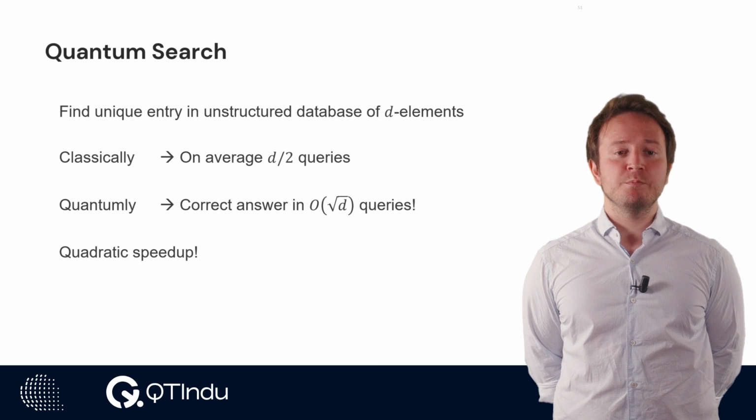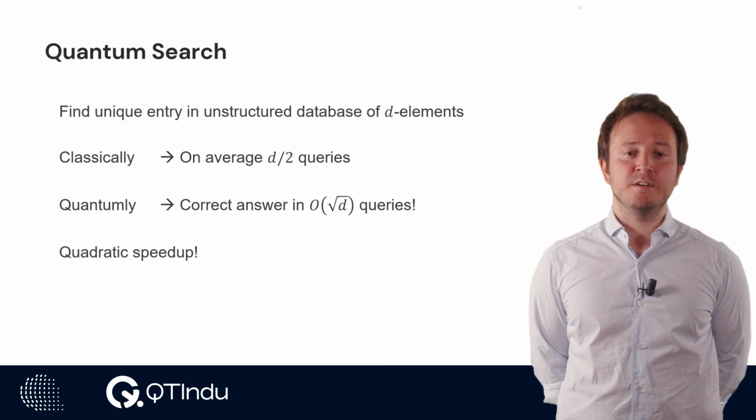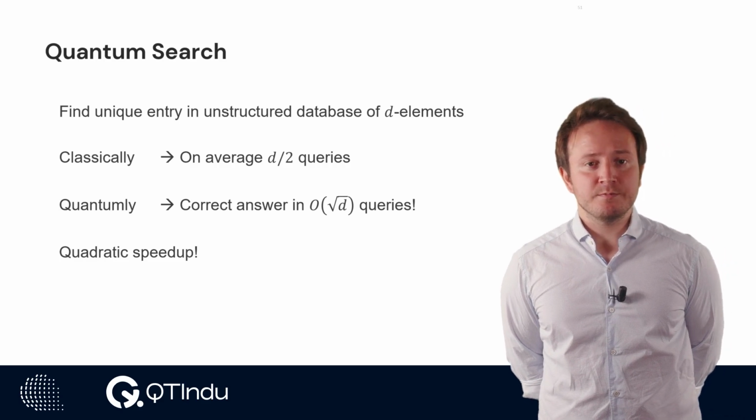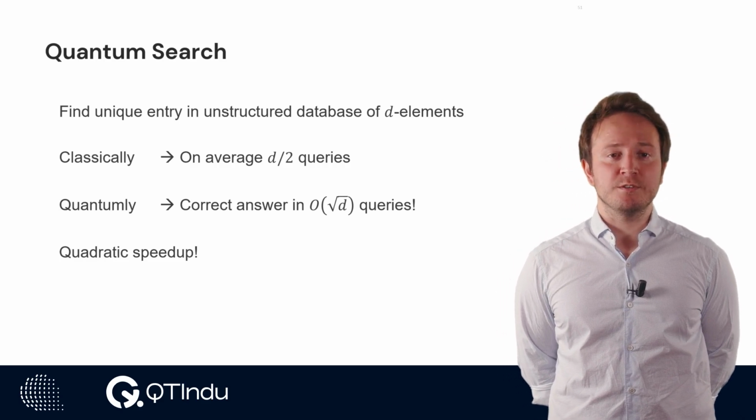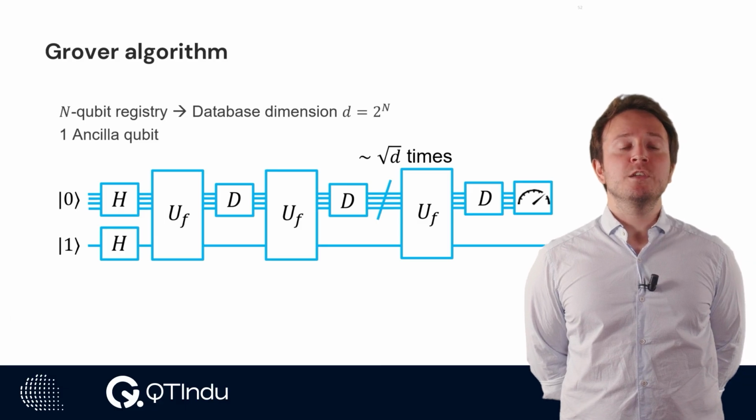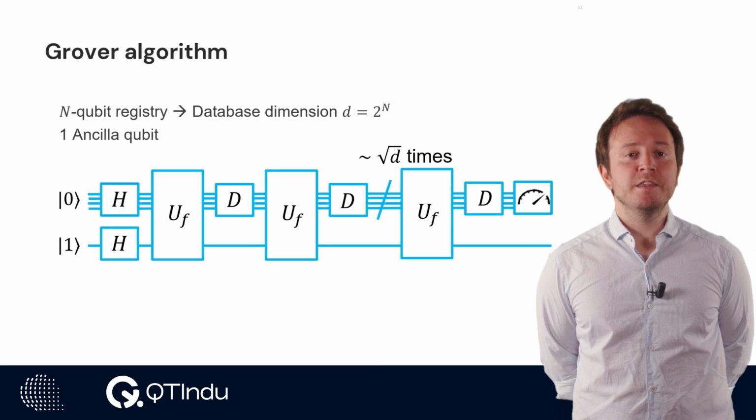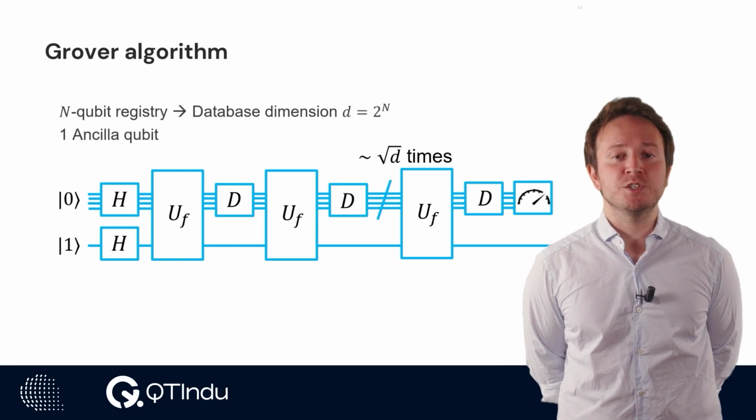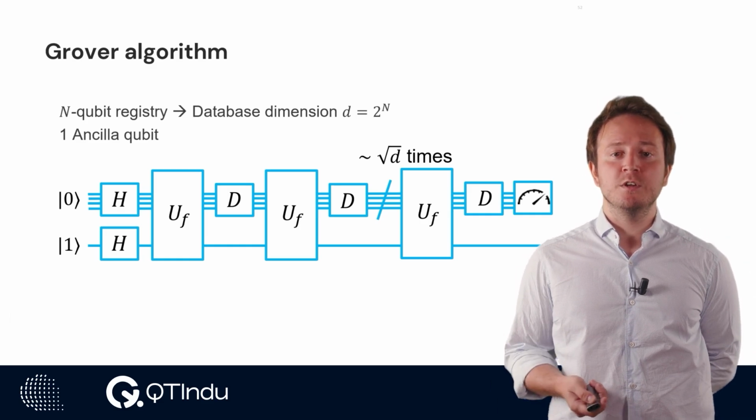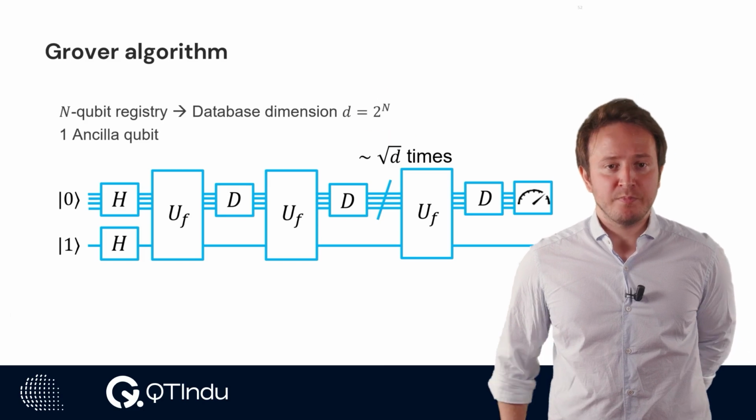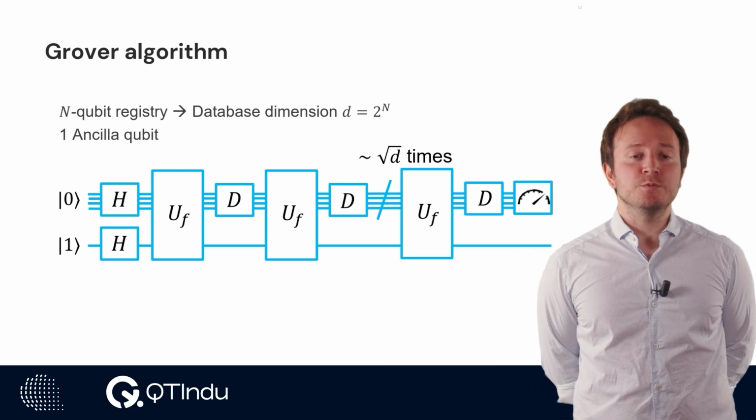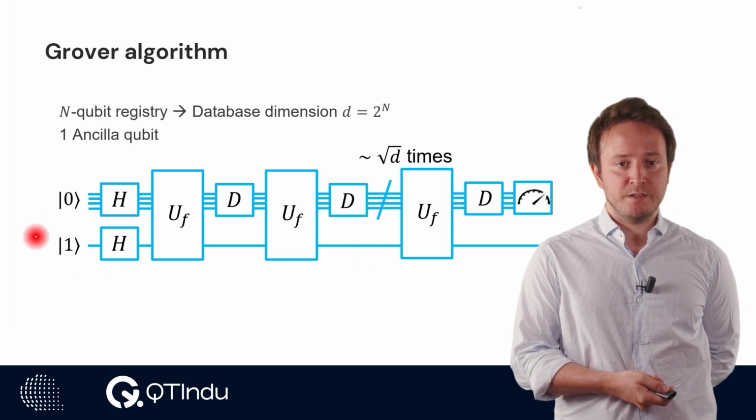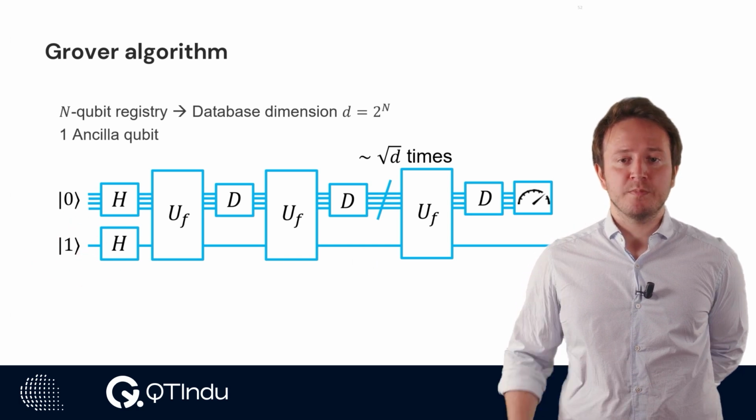And this produces a very important quadratic speedup for quantum computers. The way to do that is by using Grover's algorithm. Grover's algorithm takes as an input an n-qubit register that describes the database of dimension d, where d is equal to 2 to the power of n. And we also need an extra qubit that will be ancillary.